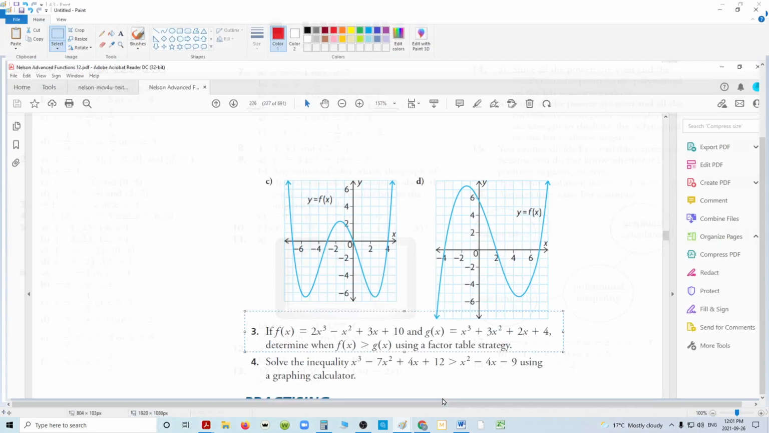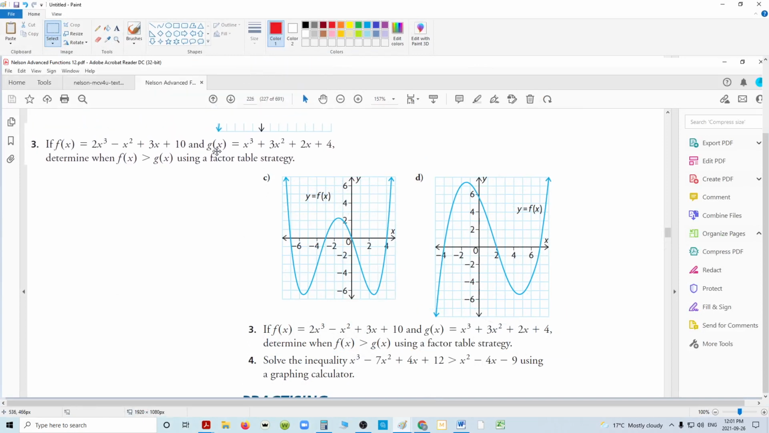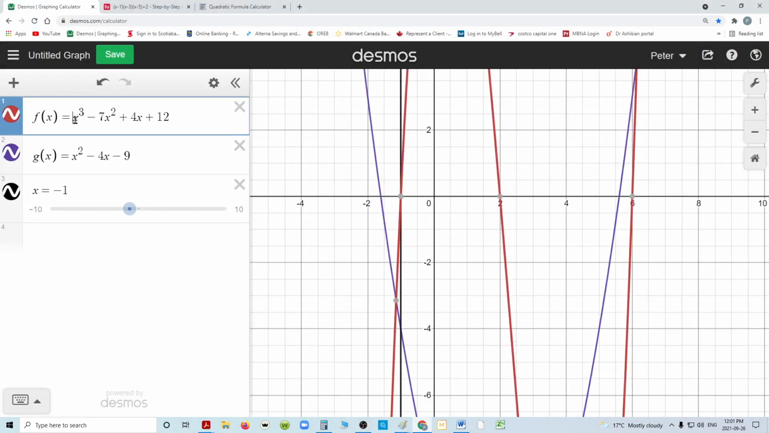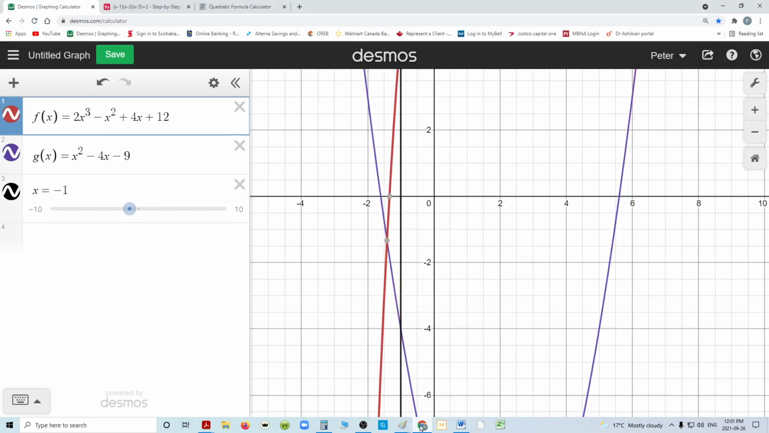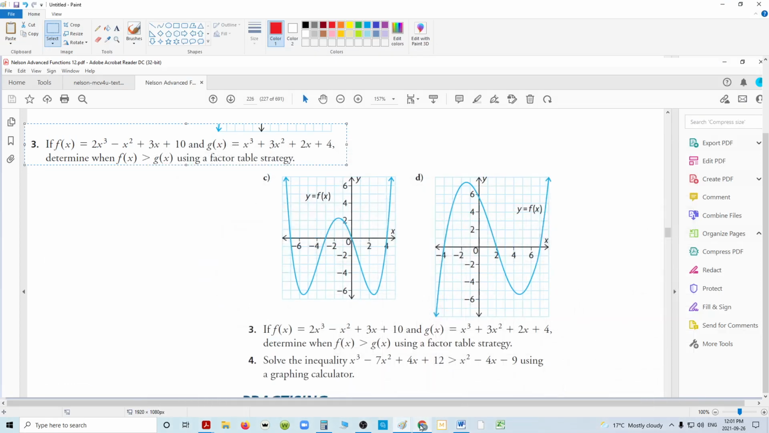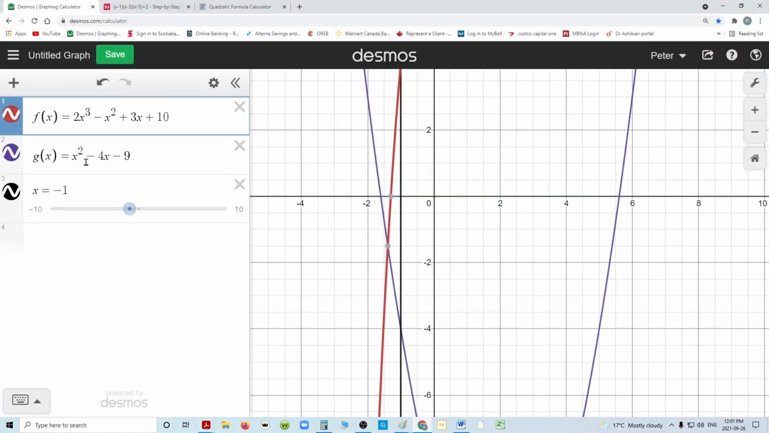Okay, so I'm going to go back to this. And this is the one I was supposed to put in Desmos. So I get 2x cubed minus x squared plus 3x plus 10. When is this function above this function? X cubed plus 3x squared plus 2x.